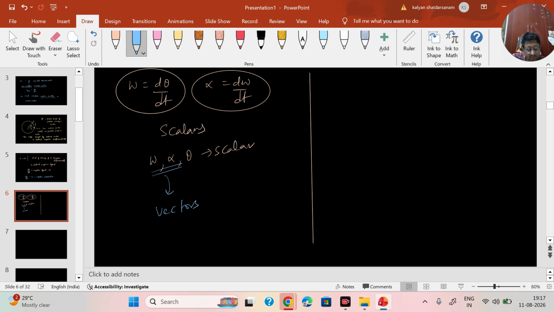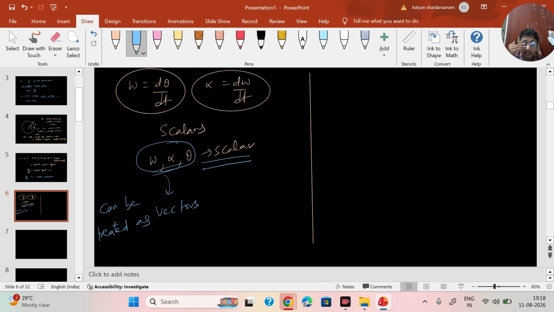There are some quantities which you can treat as vectors. They inherently don't have any direction of their own, but you give direction to them and you can treat them as vectors. Why do you want to do that? So that certain sections of physics become easier, particularly when we go to rotational dynamics. There it is very convenient to treat omega and alpha as vectors. But as of now, omega and alpha are scalars. So I will write here: can be treated as vectors. But as of now, they are scalars.